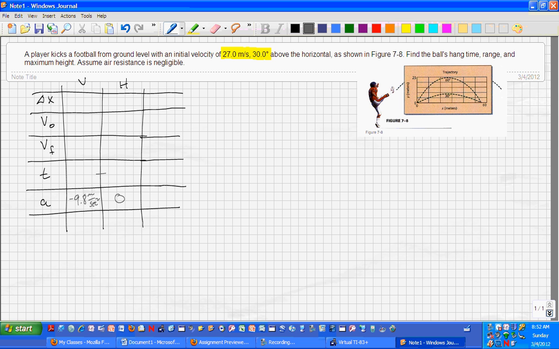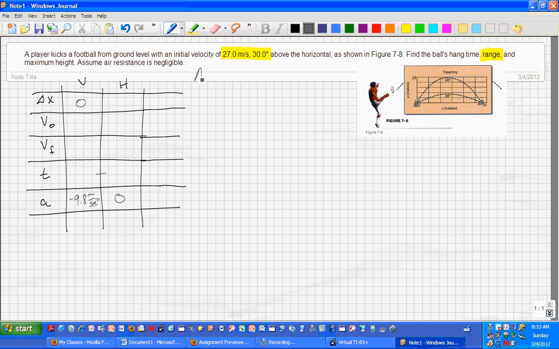Let's see here. Wait a minute. We actually do know something else. In the vertical direction, let's go ahead and do that first. If we're looking for range first, which would be the best way to go, what we're looking at is that this thing launches and lands at the same height. So that means the change in position is going to be 0, since it launches and lands at the same height. We're going to have to make that assumption. So let's go ahead and do that.